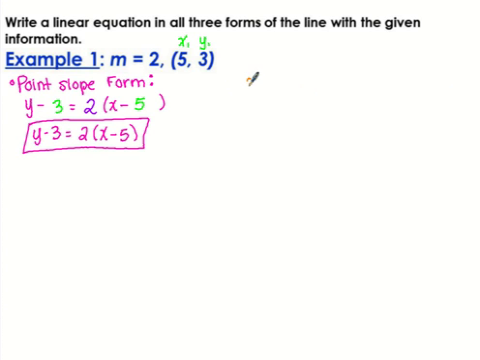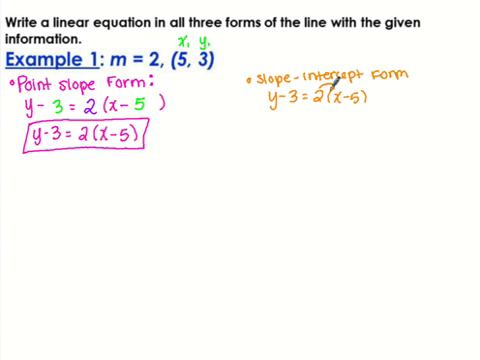The second form was slope intercept form. And that was y equals mx plus b, where y is by itself. And you write this form starting from the original, y minus 3 is equal to 2 times x minus 5. So you can go from here to slope intercept pretty easily. You just solve the equation. You're trying to get y by itself.